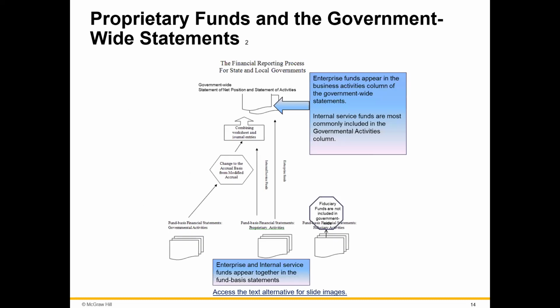So you can see all this here. You can see the combining worksheets, and they have a very messy flow chart here. So here they are, appearing up here in the business. We're changing to the accrual basis, combining worksheet and journal entries. Here's our fund basis coming up, and here's our fiduciary.